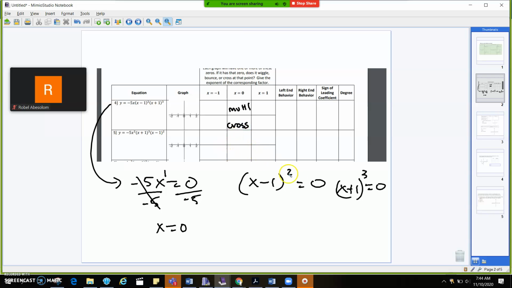For this one right here, in order to get rid of that squared, you're going to take the square root. So that's going to give you x minus 1 equals 0, add 1 to both sides, and you're going to get x equals 1. So the multiplicity for 1 is 2, which is a bounce.